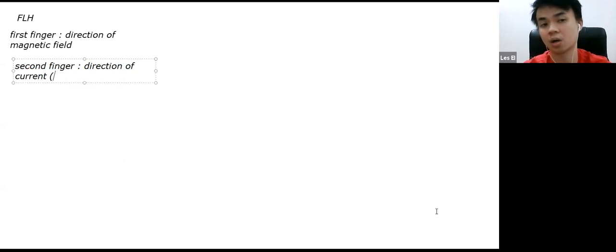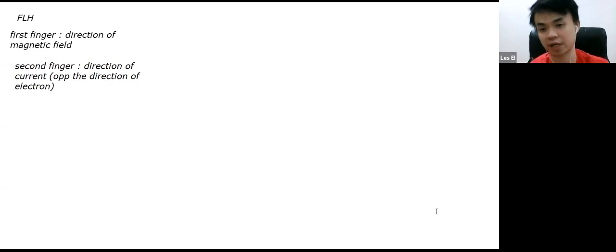So it means opposite to the direction of the electron. I hope you still remember this. If the electron is going right, the current is going left. The flow is the other way around, right? In AS level, we discussed this.